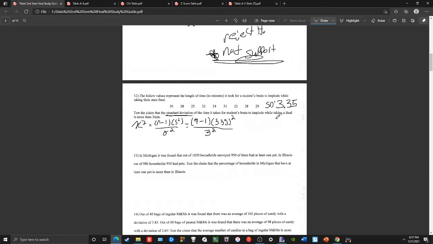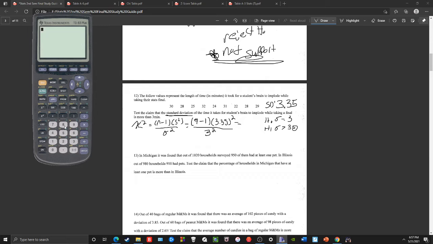All right. Also, I should probably write down my hypotheses. So H0 is that sigma is equal to 3 because it's a deviation. H1 is that sigma is more than 3, and this is my claim. Okay, that's the claim. So you type this in, and you end up getting, let's see here, 9 minus 1 is 8 times 3.35 squared divided by 3 squared, which is 9. We get 9.98.